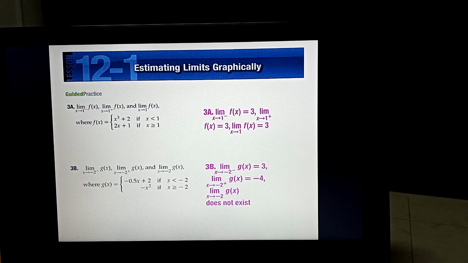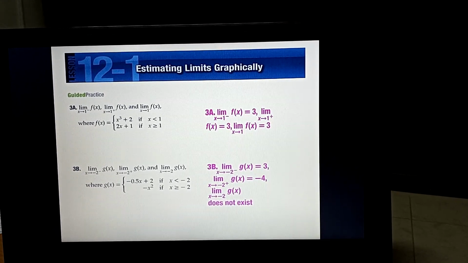Since the limit of f of x from the left is equivalent to the limit of f of x when x approaches 1 from the right, they are equivalent. So I have here the limit which is equal to 3. In the same way, we can solve the second question. Try it by yourself.